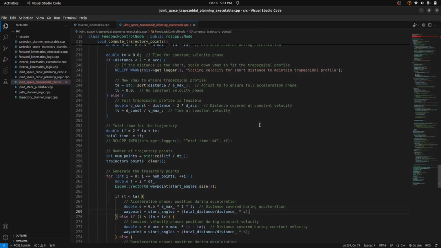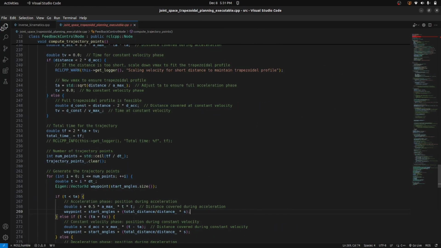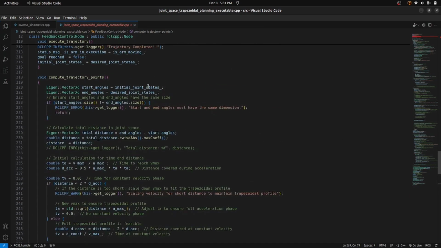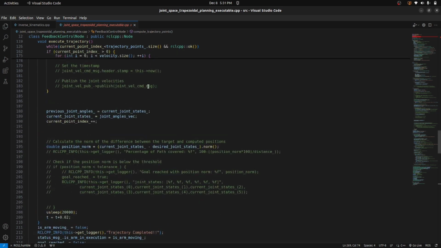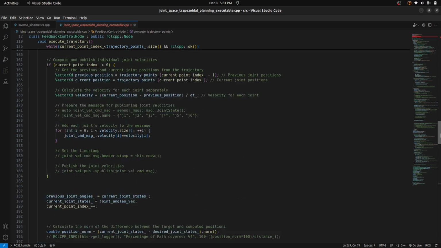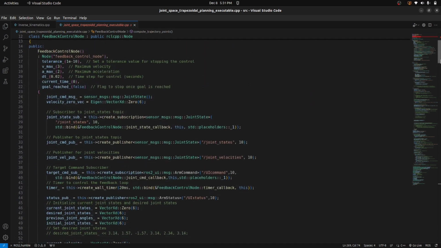So how I have written it is, there are basically two things you can do. One is online planning, in which whenever a user gives a point, the planning is done in online mode. And one is offline planning. In offline planning, all the points are calculated first, and depending on whether the trajectory is possible or not, we follow further. So I have followed the offline planning one.